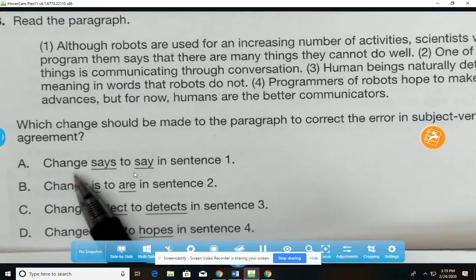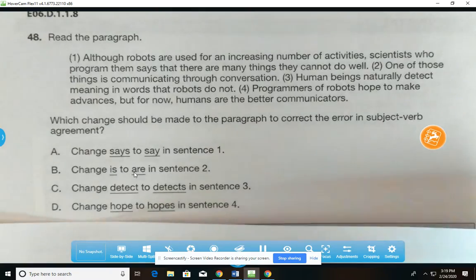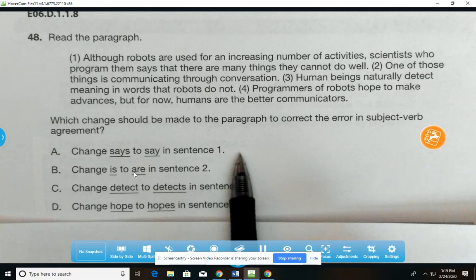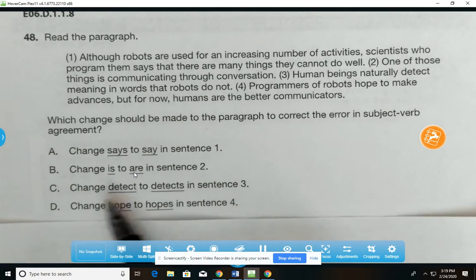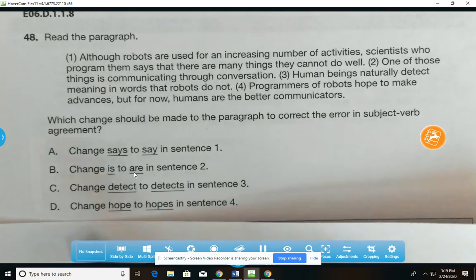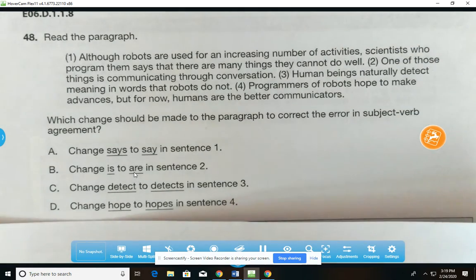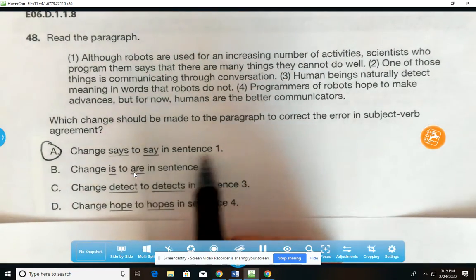Which change should be made to the paragraph to correct the error in subject-verb agreement? Is it A, change says to say in sentence 1? Is it B, change is to are in sentence 2? Is it C, change detect to detects in sentence 3? Or is it D, change hope to hopes in sentence 4? In this one, the correct answer is A, change says to say in sentence 1.